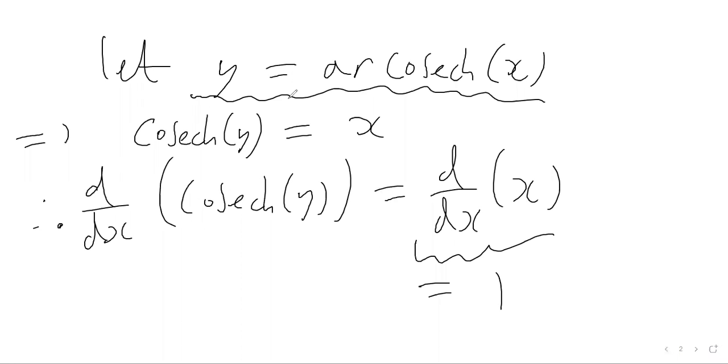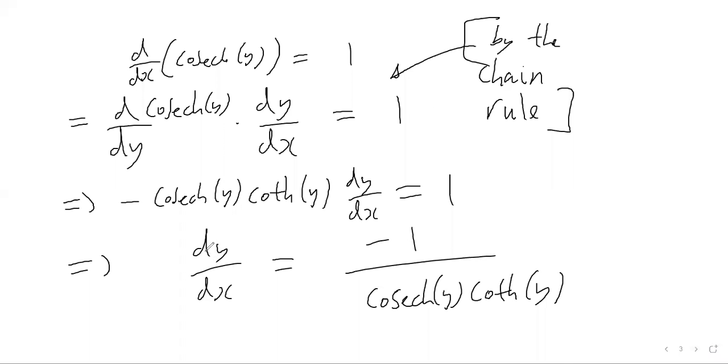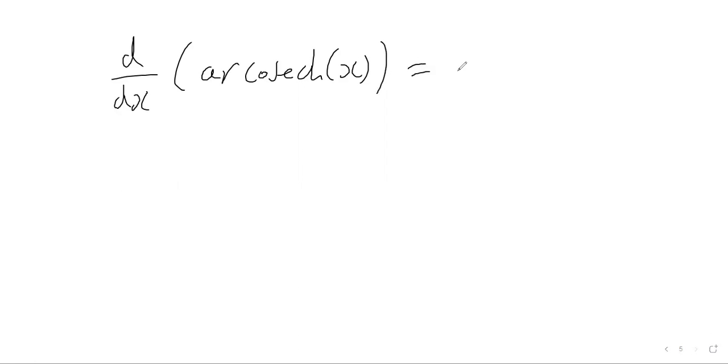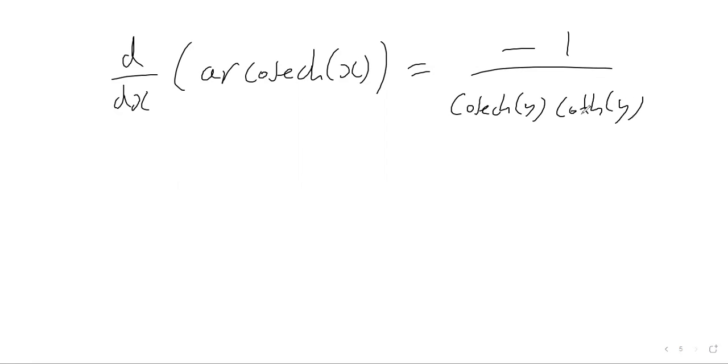And obviously, as we know, y is the same as arcsch. So therefore, the derivative with respect to x of the arcsch of x function will be this there. So let's go to a new page and write that in. So d by dx of arcsch of x. Sorry, there shouldn't be a c there. It should be just arcsch of x. So that's going to be -1 over cosech y times coth y.